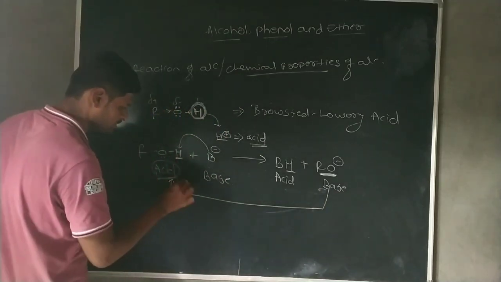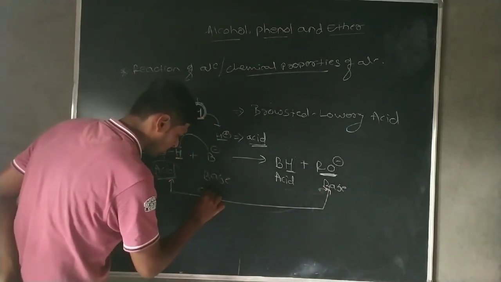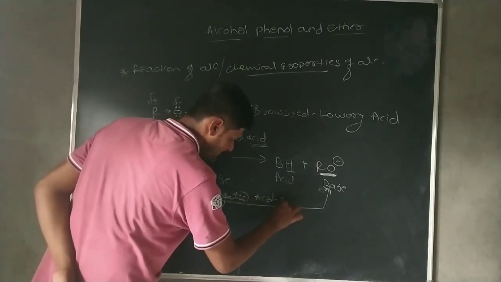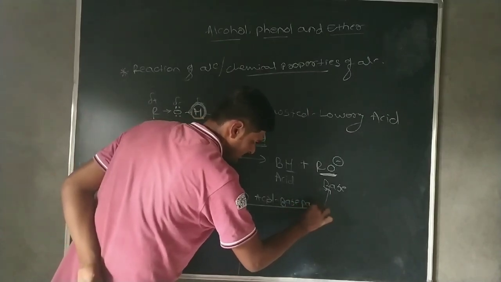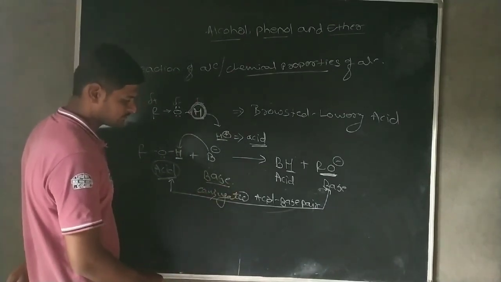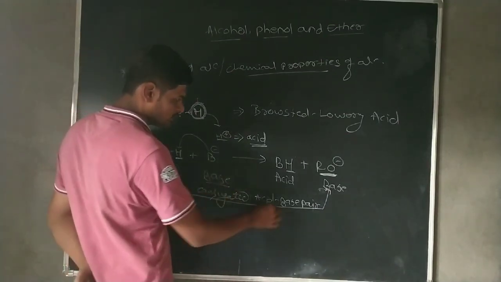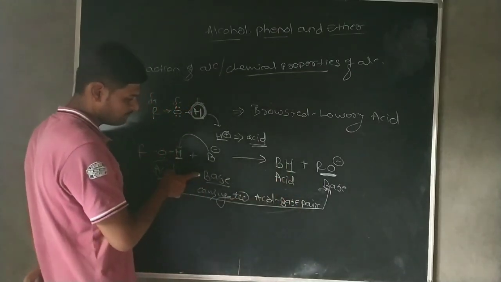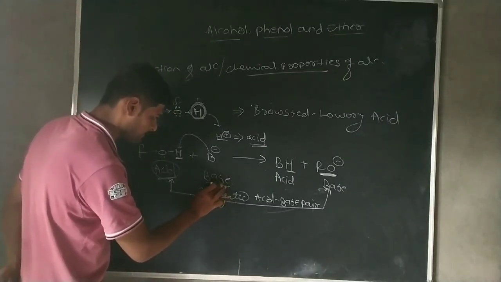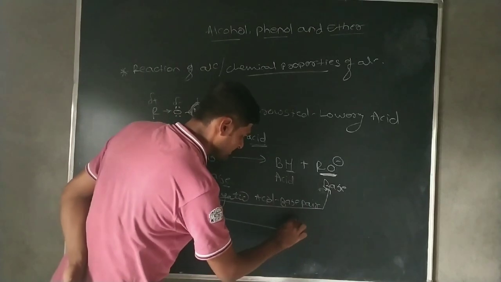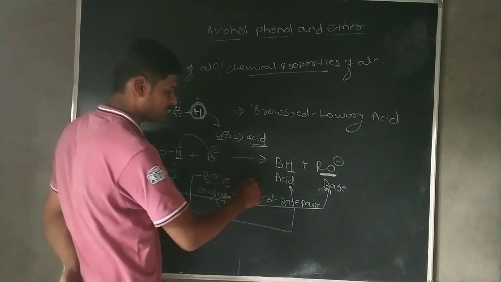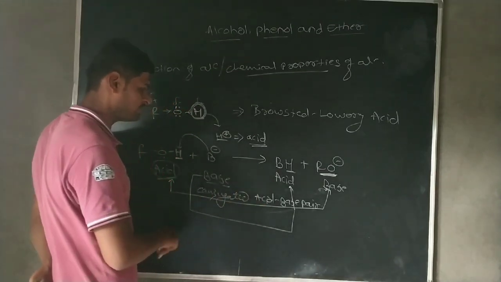Therefore, it is called a conjugate acid-base pair. Now this base gets converted into its respective acid. The base forms its conjugate acid. Therefore, it is called a conjugate base-acid pair, or also an acid-base pair.